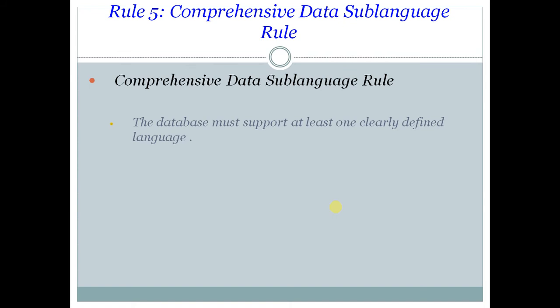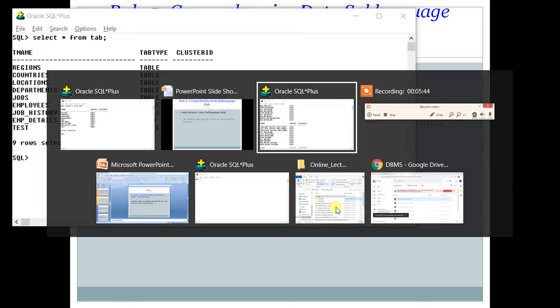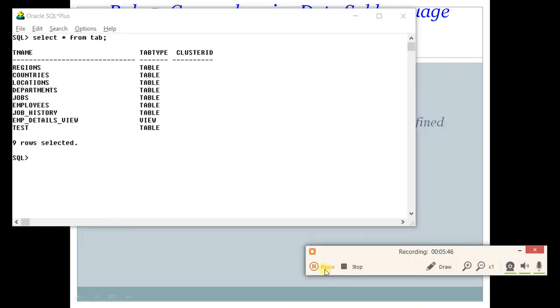Okay, now it's a very simple rule. Rule number 5, comprehensive data sublanguage rule. You can say that SQL exists because of this rule. This rule says that every RDBMS should support a language. For example, Oracle supports PLSQL. So because of this rule, we have DDL, DML, DCL, and PLSQL. Okay, now move on to the next rule.